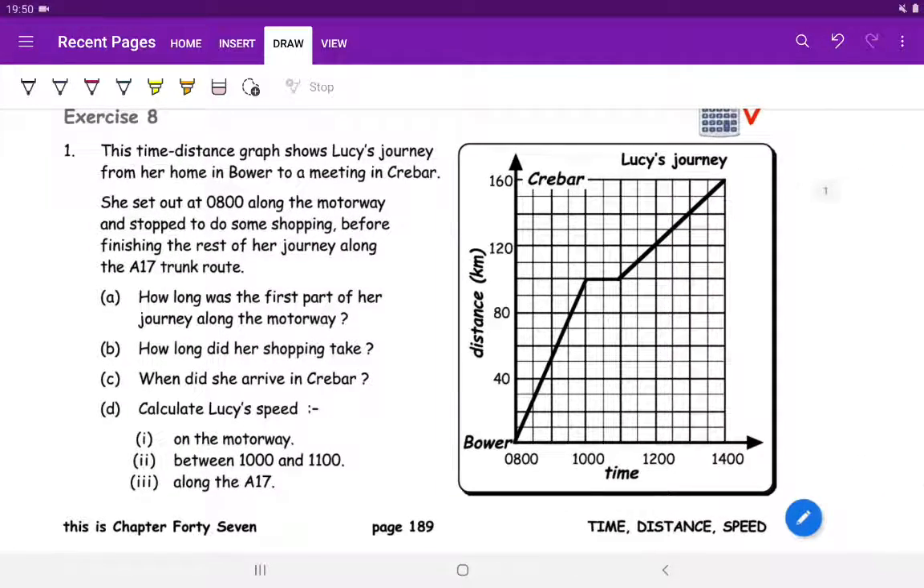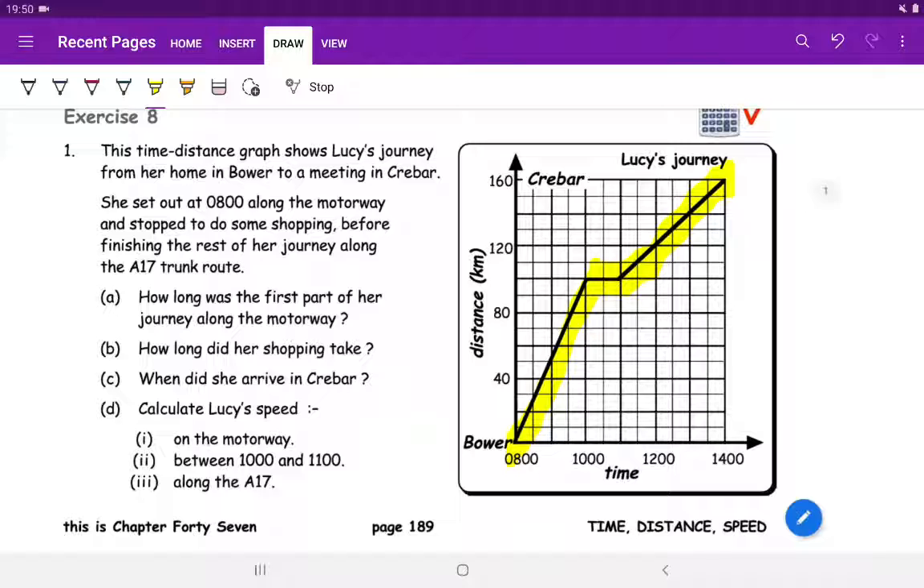Let's have a look at this question then and see if we can answer it. This time distance graph shows Lucy's journey from her home in Bower to a meeting in Creebar. So it doesn't come back to the start. Okay, we've gone from her home in Bower. It looks like we've got a stop there, and then we're heading to Creebar.